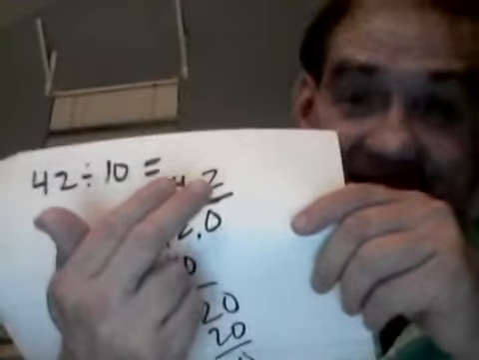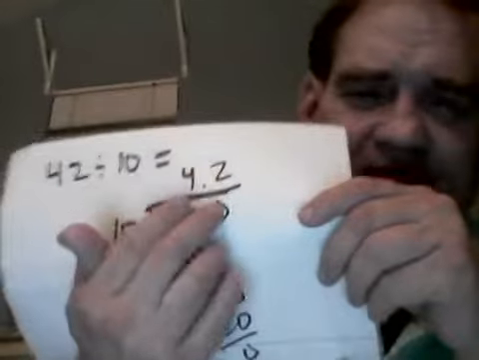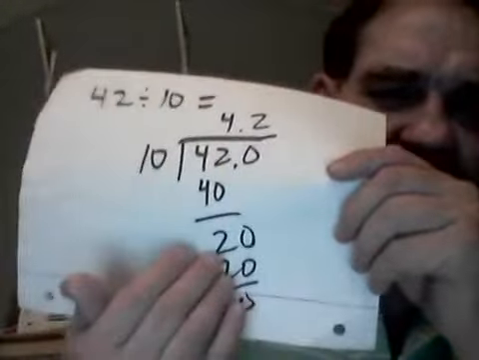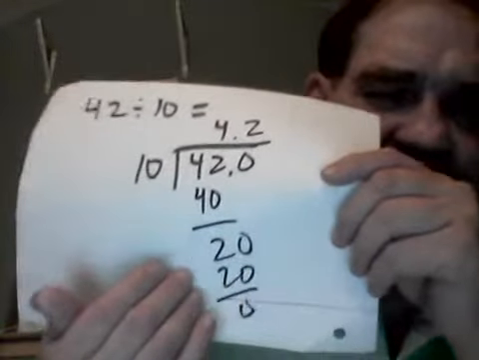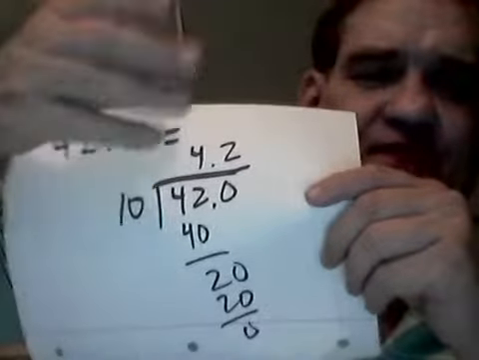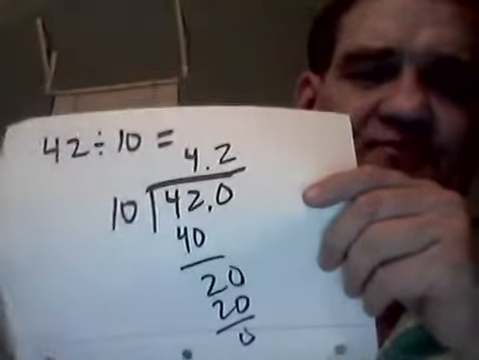You got that? 2 times 10 gets you 20. 20 minus 20 is 0. Voila! You got your answer. 4.2 times 10 gets you 42. I told you you could do it.